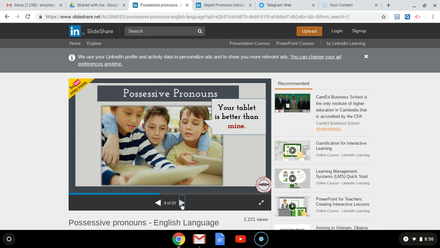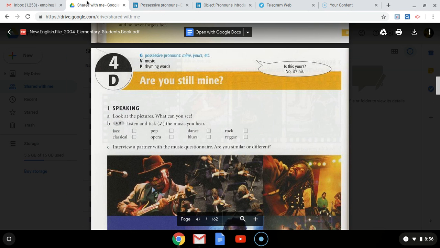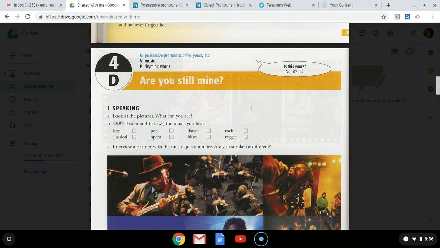When you say possessive, it's your ownership. You own this. It's a possession. So it says here your tablet is better than mine, meaning his tablet. Your tablet is better than my tablet. It's mine. It's a possession. You own that object. So that's the difference between possessive and object. I'm going to give you more activities with possessive pronouns and object pronouns.